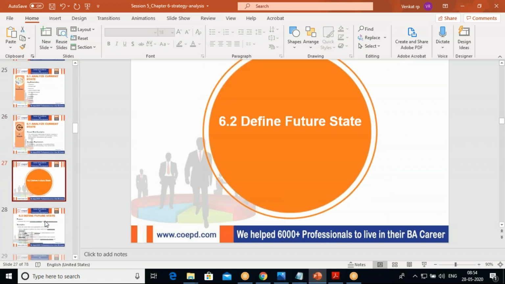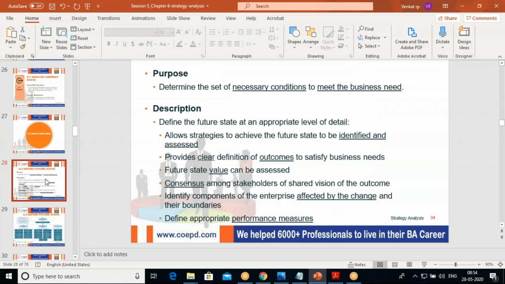Fine, got it. And then how are we going to define the future state? Defining the future state is about where we have to reach. We have to determine the set of necessary conditions to meet the business need. And for that, you have to define the future state at an appropriate level of detail. That means how far we have to reach, how we are going to reach it, and what parameters we have to consider, at the granular level required. It also allows strategies to achieve the future state to be identified and assessed.